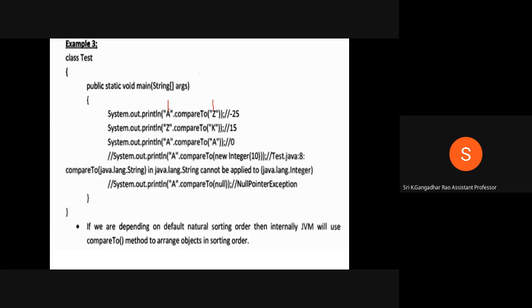What is the order of this? A should come first, then Z should come after. So it is the correct order, right? If your order is A comma Z, it is going to return a negative value.